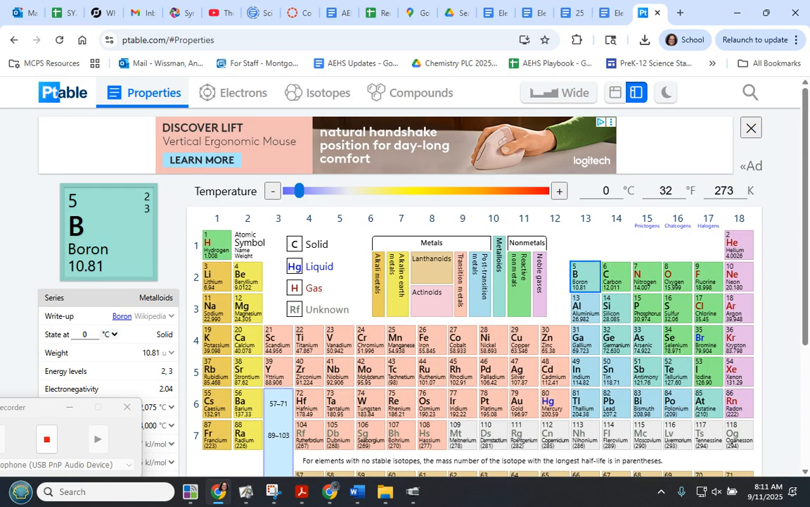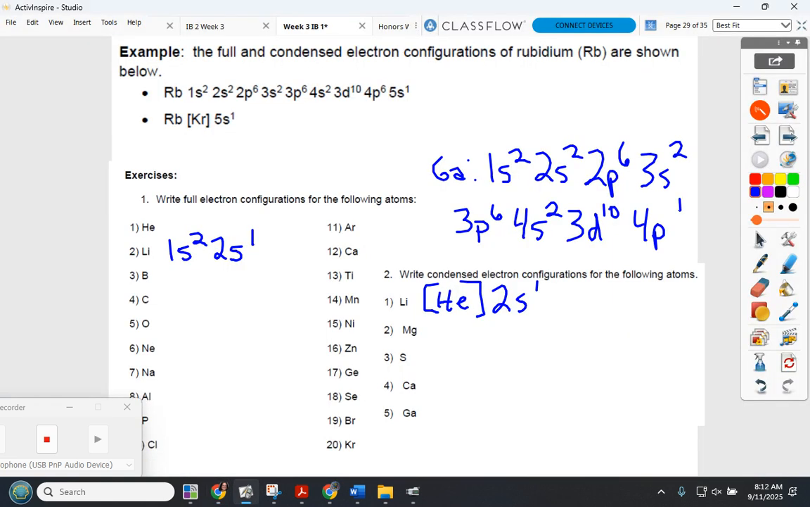So if we look at where gallium is, what is the most recent noble gas? Yeah, so argon. It's closest to krypton, but we don't have the full electron configuration of krypton because we don't have 36 electrons. We only have 31. So we have to go all the way back to argon. Okay? So that's where we're going to start our condensed electron configuration. We're going to put Ar in square brackets, and then we're going to start from there.